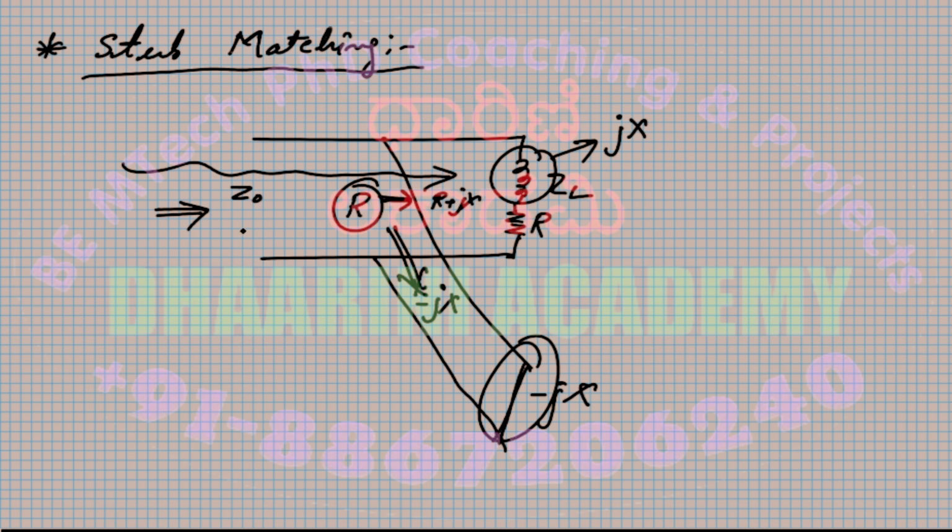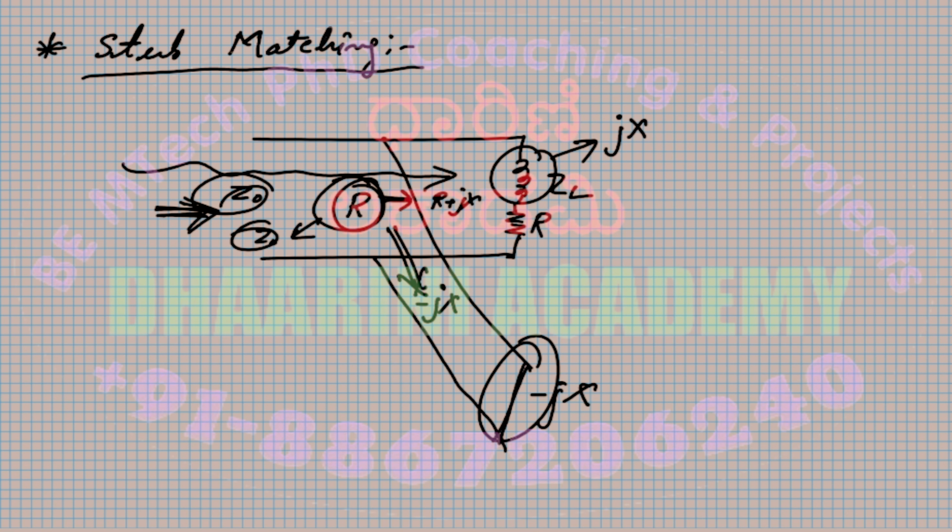So that means when you look into this, it looks like a resistance value R. If it is matched to Z naught, absolutely fine. So Z naught and Z naught are matching. So the whole transmission line, when you look from the input side, simply looks like a real value. This is the ultimate goal of matching.